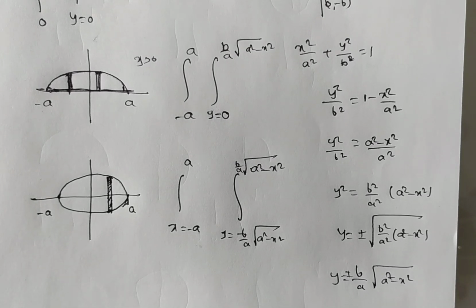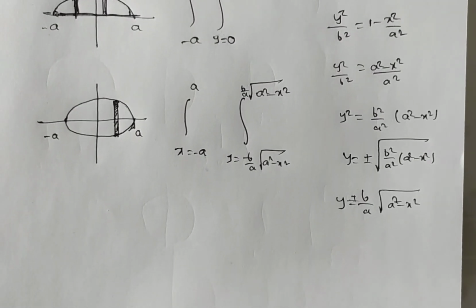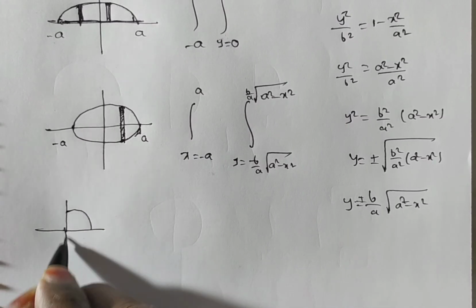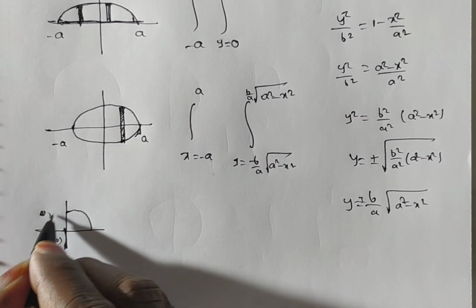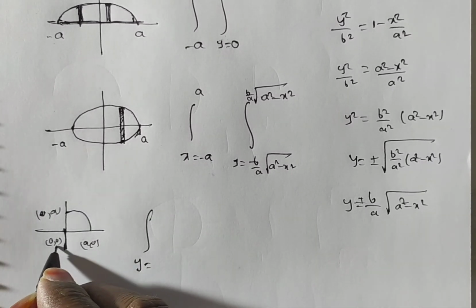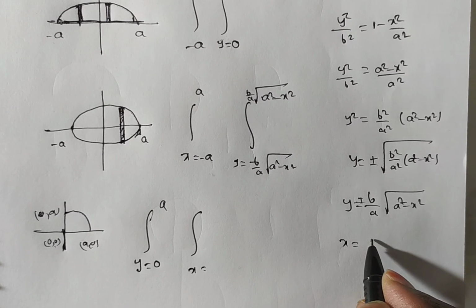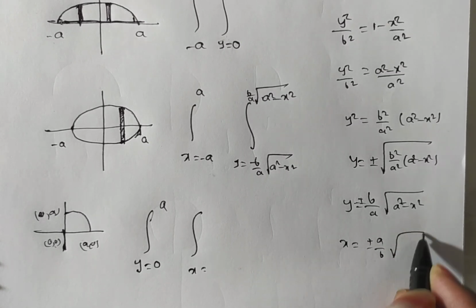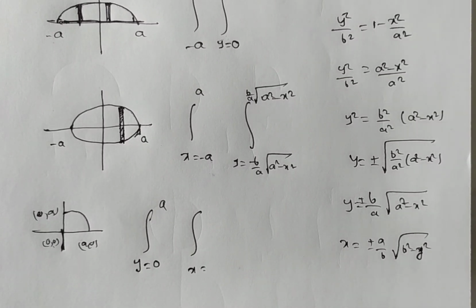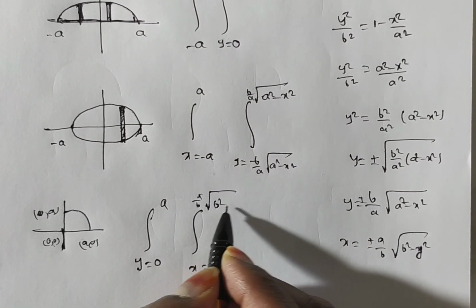So can you answer if x is independent for this ellipse? Yes. Okay, you tell me now for x independent in this case. Now take 0 comma 0, 0 comma a, and a comma 0. So y independent means here y starts from 0 to a. And what about x here? In this case you observe x is equal to plus or minus a by b square root of b square minus y square. Okay, so in the positive quadrant you will have a by b square root of b square minus y square.